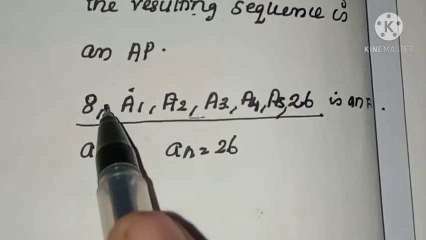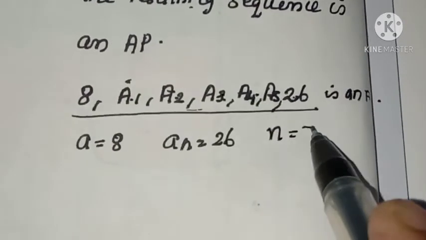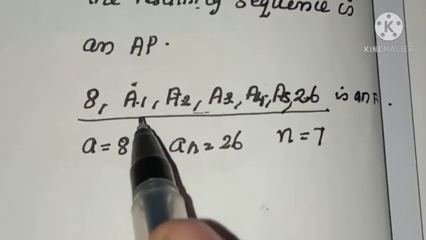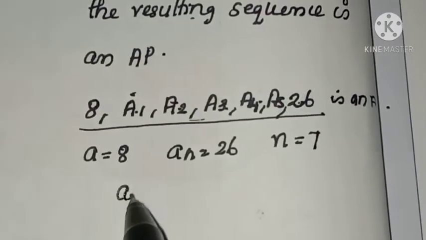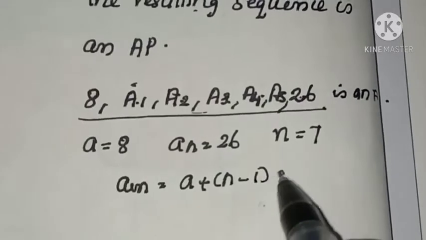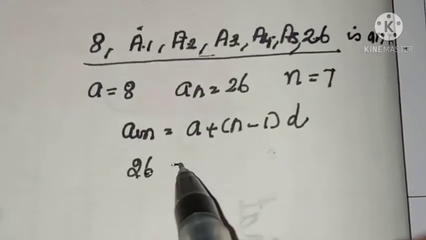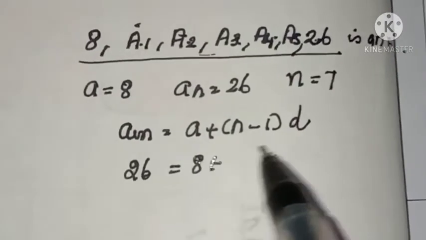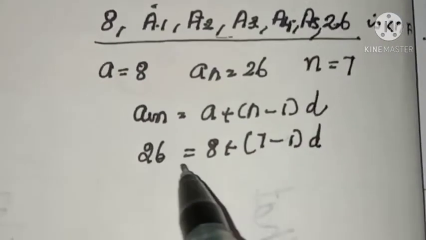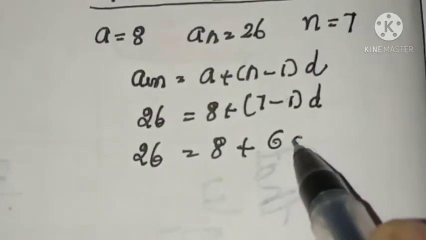And then how many terms are here? 1, 2, 3, 4, 5, 6, 7. n equal to 7, 7 terms are there. So we don't know what is the common difference. Let us consider the nth term formula, a plus n minus 1 into d. Put all the values here. an is 26, a is 8, n is 7, d we don't know. So we write 26 equal to 8 plus 6d.